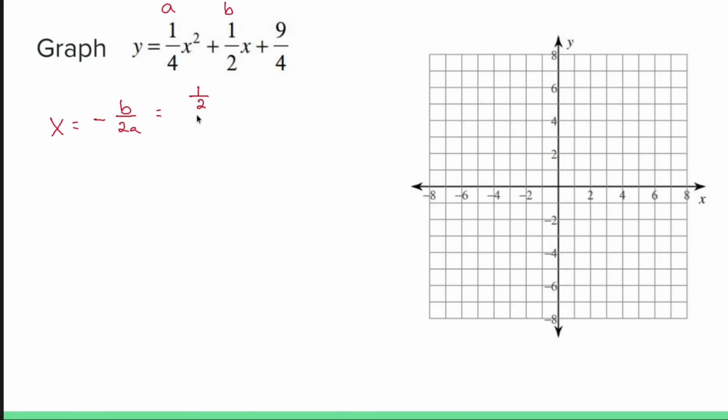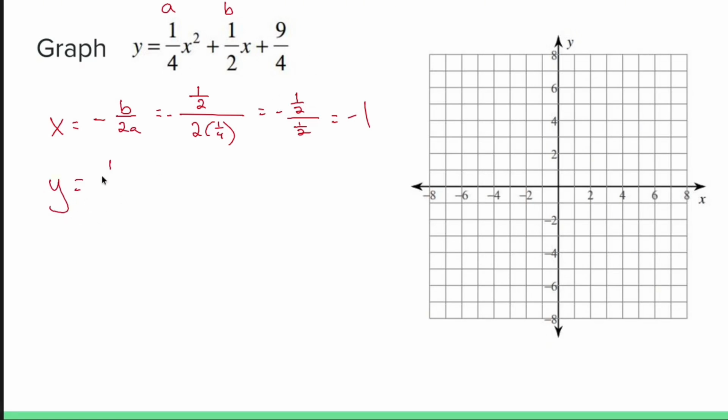Negative 1/2 over, by the way, I forgot the negative, 2 times 1 over 4. That's actually pretty nice, because you get negative 1/2 over 2 times a quarter, which is a half, and so a half over a half is negative 1. That's nice. So if x is negative 1, then in order to find the other part of the vertex, we plug that negative 1 into the equation.